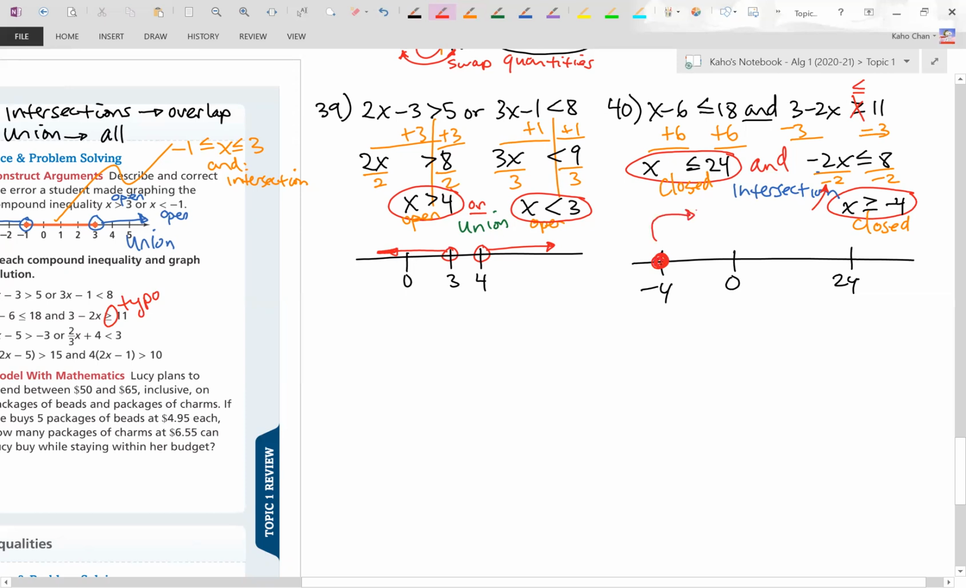Now you notice I'm just kind of eyeballing it. And I have a ray going to the right of -4, including -4. At 24, it's closed as well. But this time it's less than or equal to, so it goes to the left. So visualize where they cross in the middle. And there's your answer. Okay? It's a segment with endpoints -4 and 24.